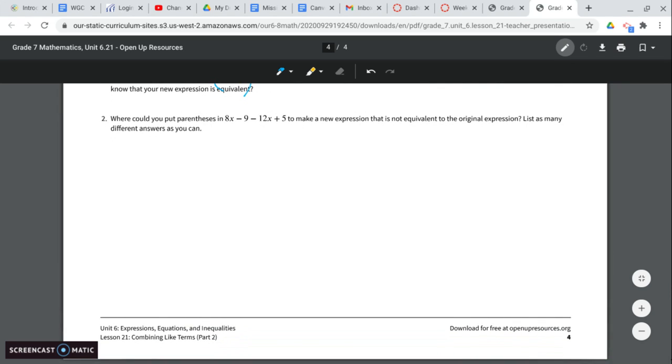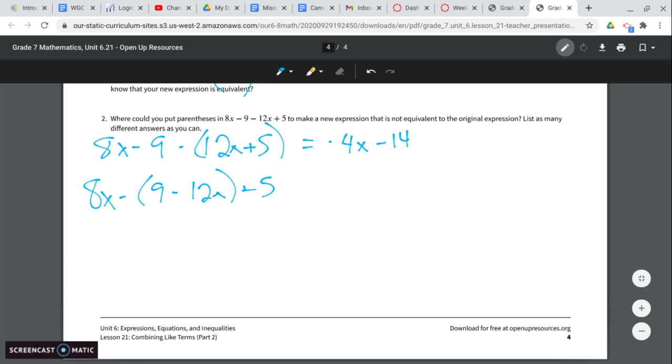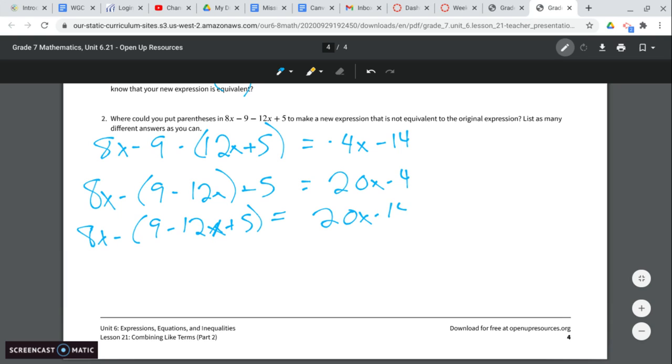All right. For number 2, where could you put parentheses in the problem to make a new expression that is not equivalent to the original? List as many different answers as you can. So there's a whole bunch of different possibilities for this. We can put parentheses all over the place to change it. One way is like that last one I just said, where we'd have 8x minus 9 minus (12x plus 5). If we simplified this, we'd get negative 4x minus 14. Another place is 8x minus (9 minus 12x) plus 5. This would give us 20x minus 4. We can also group all 3 of these, so we'd have 8x minus (9 minus 12x plus 5). And this would equal 20x minus 14.